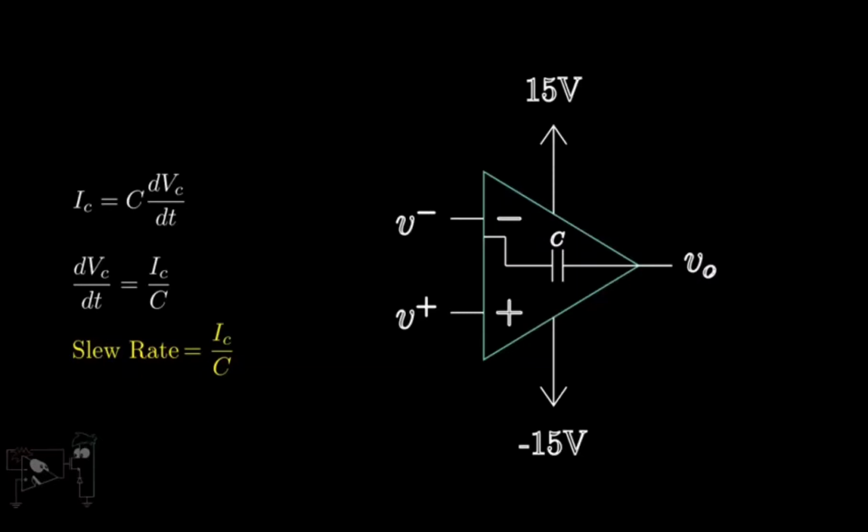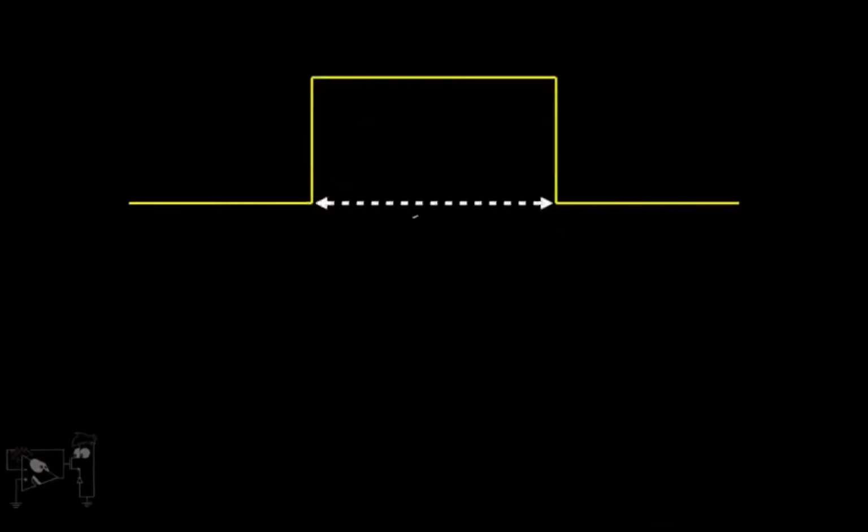Let's see the effect of slew rate on a pulse signal. Suppose we have a pulse of duration 10 microseconds and amplitude 5 volts. Suppose the slew rate of the op-amp is 1 volt per microsecond.